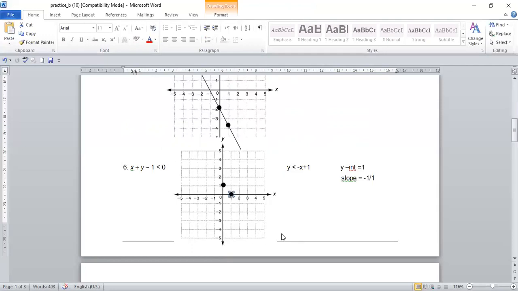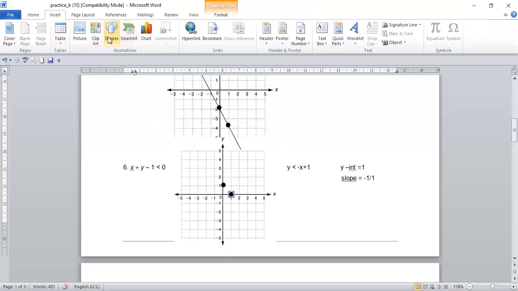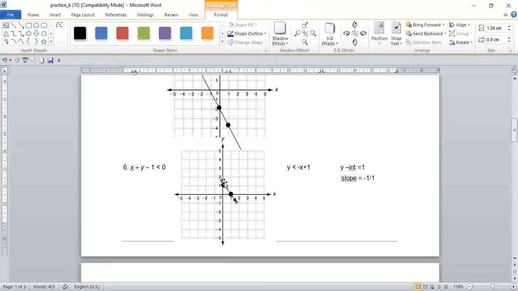If you want, you can take more points, but I think 2 is more than enough for us to draw a line. Make sure that you join these two, and once you use the ruler, the remaining part of the graph you will get perfectly without any problem. So your graph should be something like this.